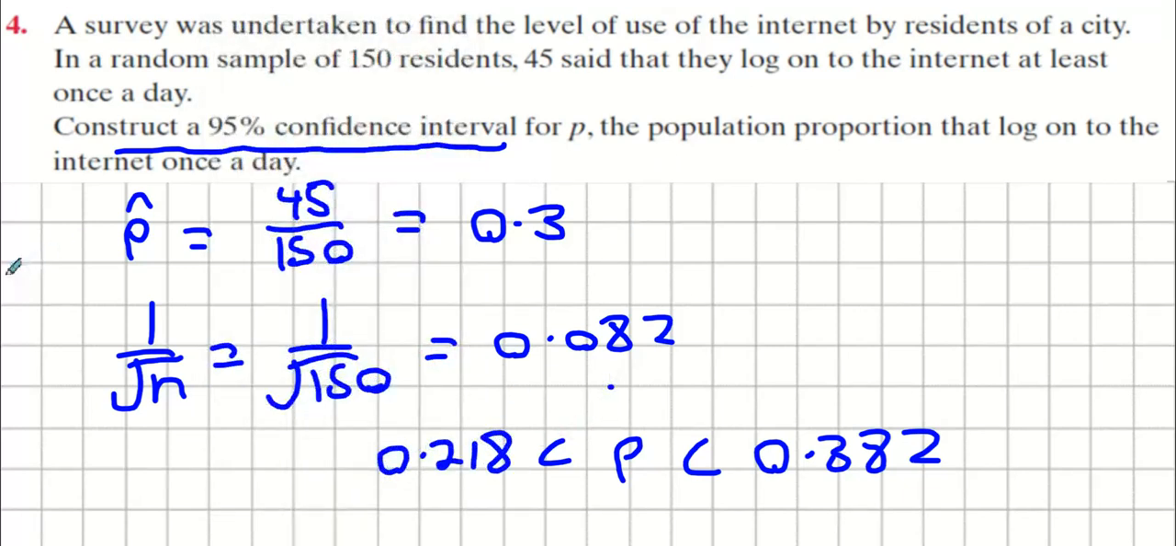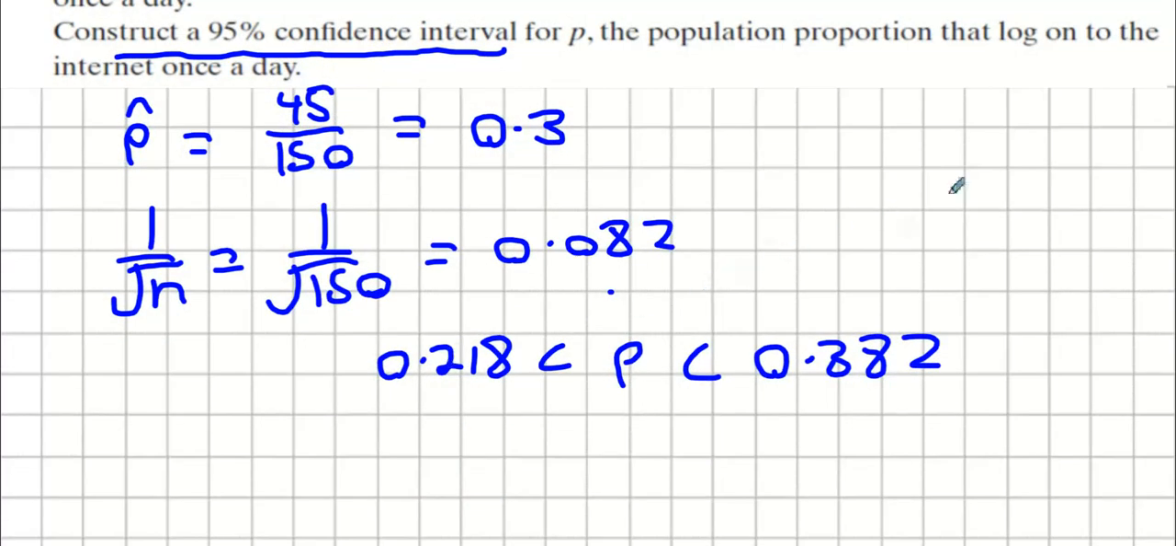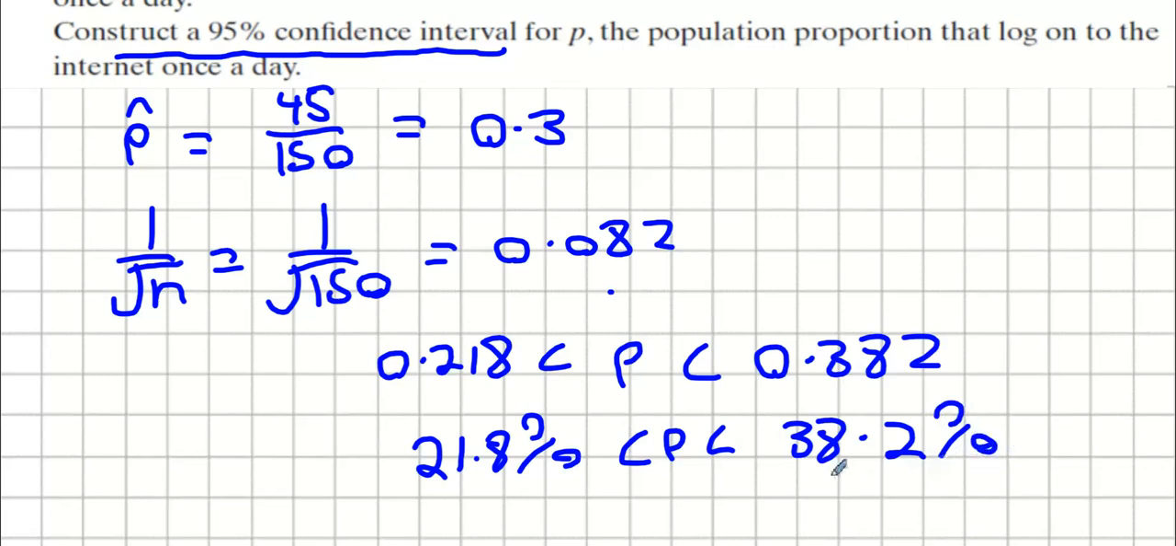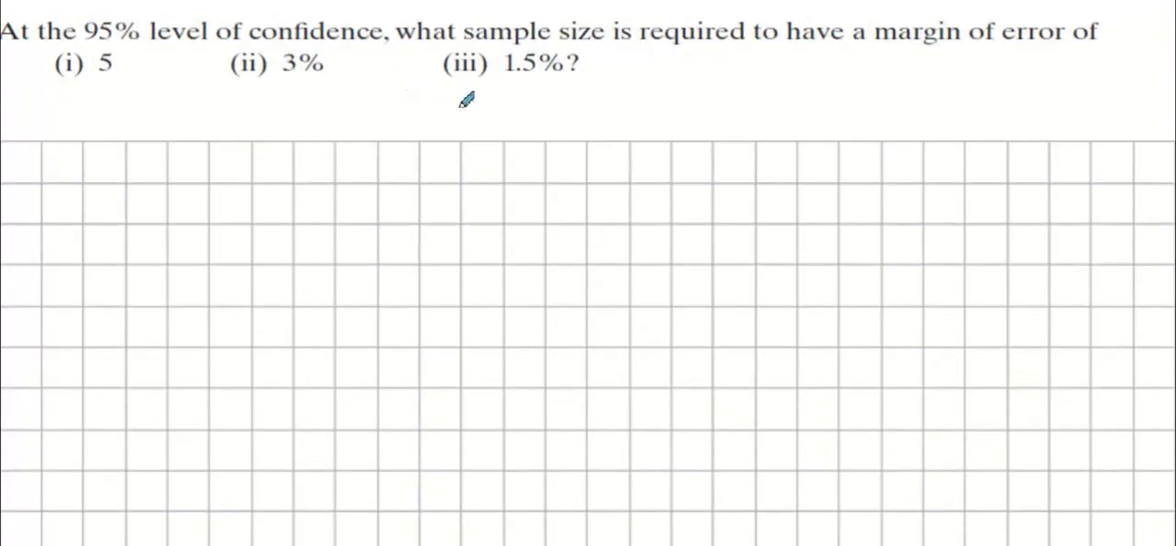I was asked the question, should I give these answers in decimals or percentages? Because it doesn't say, I reckon that both these answers I'm writing on the board are equally valid. I'm saying that the percentage is somewhere between 21.8 and 38.2. Same answer. Okay. Now, question 6, I only want you to do 2 of these.